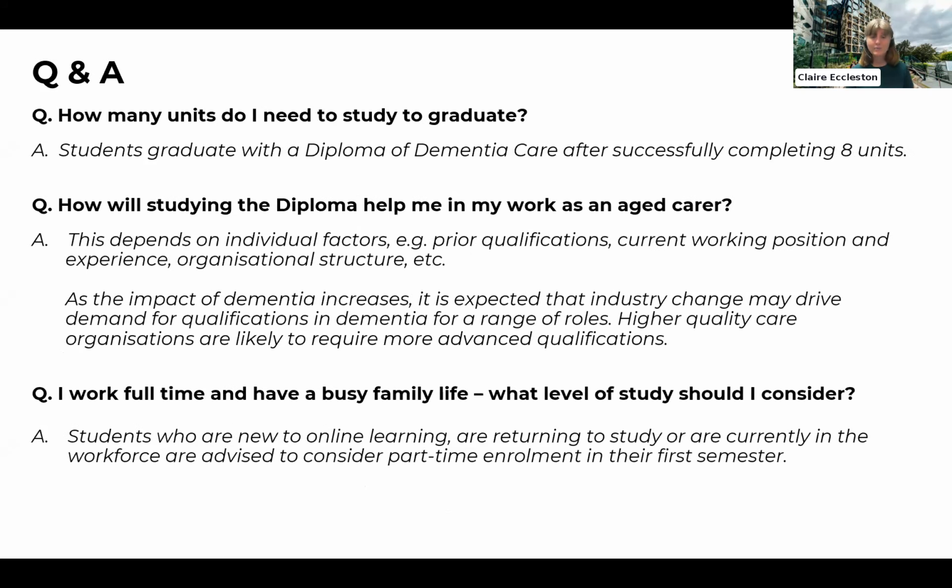How many units, we've been talking about units a bit, how many units do I need to study in the diploma to graduate? So you would graduate with a Diploma of Dementia Care after successfully completing 8 units of study.